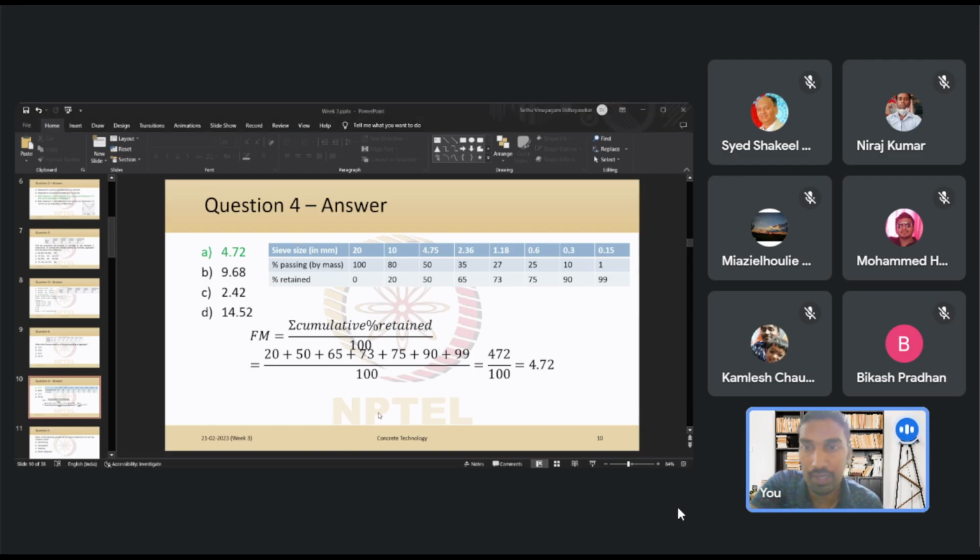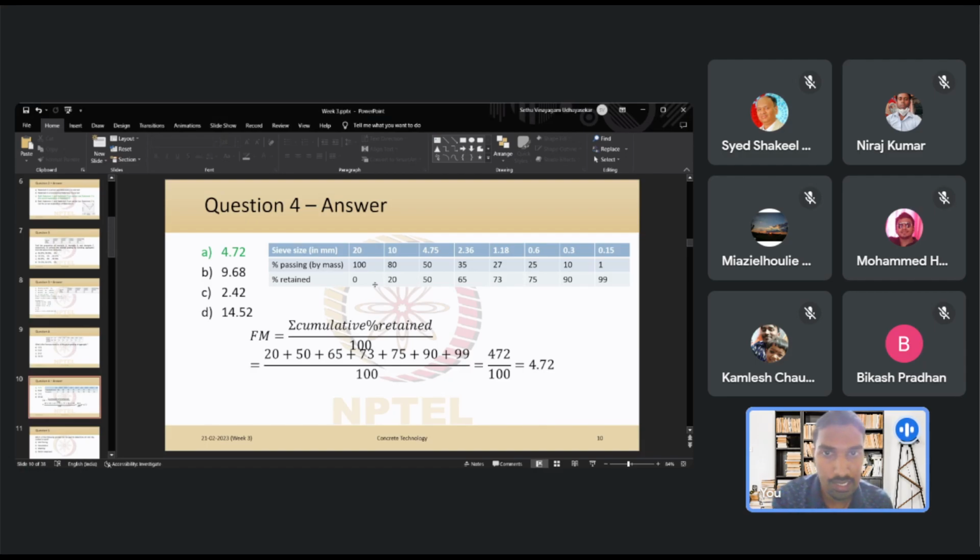How do we find the fineness modulus? You just have to find the percentage retained on the different sieve sizes, and then find the sum of all the percentage retained, the cumulative percentage retained, and divide that by 100. That is your fineness modulus. Okay, so moving on.